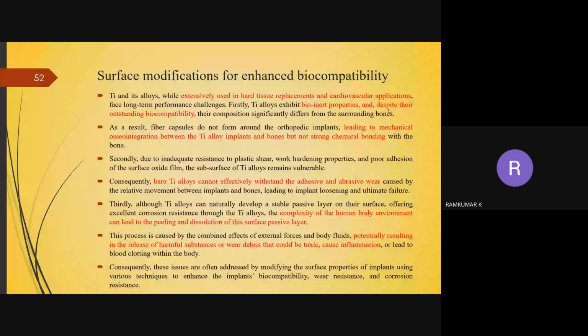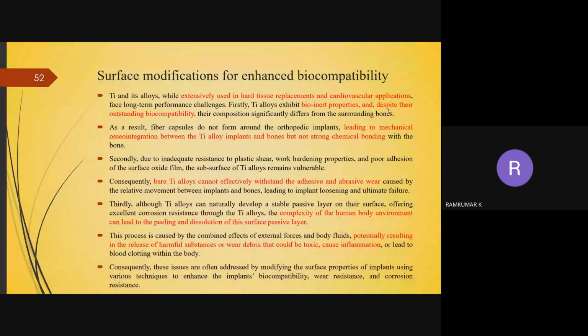So in the previous slides, we have seen how to improve the mechanical and physical properties, for example, wear resistance and corrosion resistance of the material. From these slides, we are about to see how we can modify the surface to enhance its biocompatibility. Titanium alloys are extensively used in heart tissue replacements and cardiovascular applications. Titanium alloys exhibit bio-inert properties despite their outstanding biocompatibility. As a result, fiber capsules do not form around the orthopedic implants, leading to mechanical osseointegration between titanium alloy implants and bones, but they do not make strong chemical bonding. So this should be reduced using a proper surface modification.